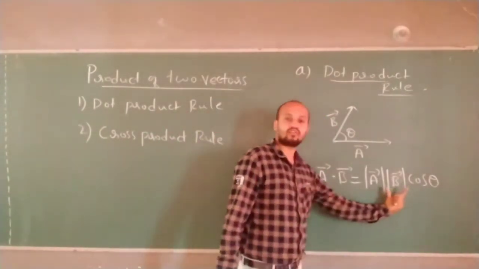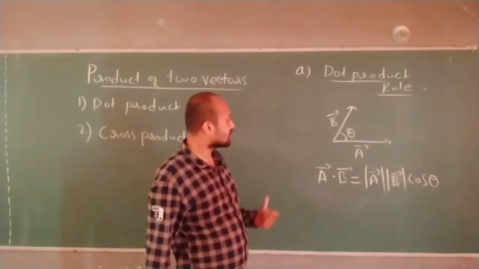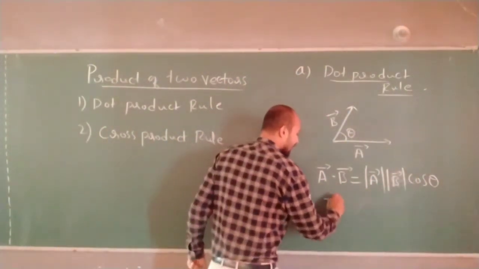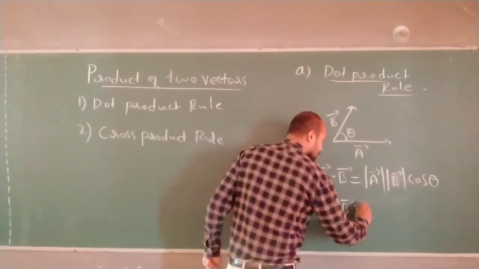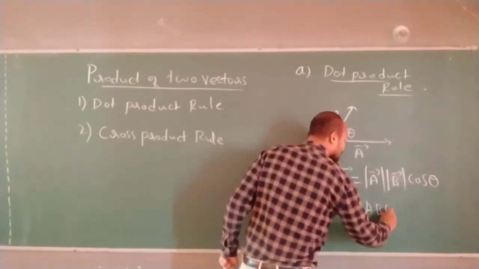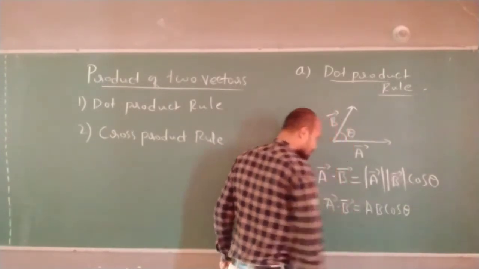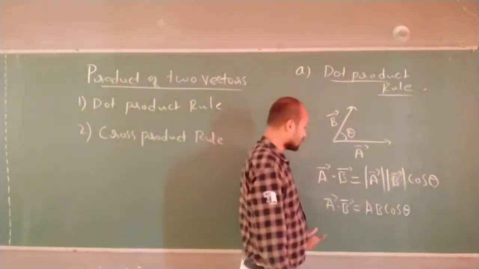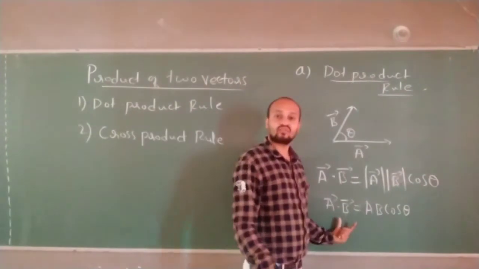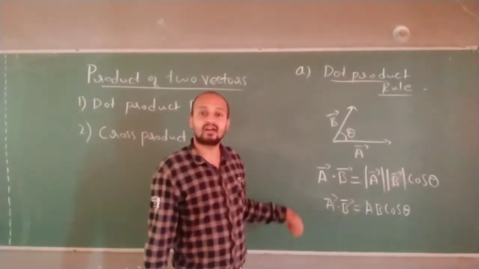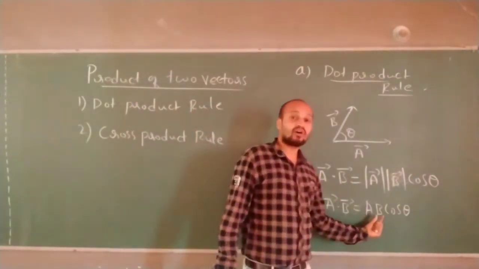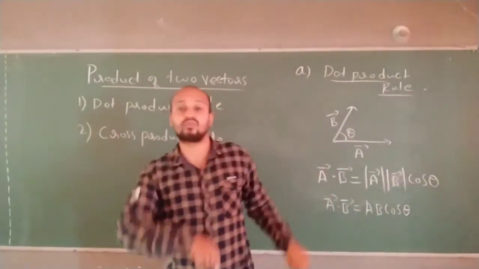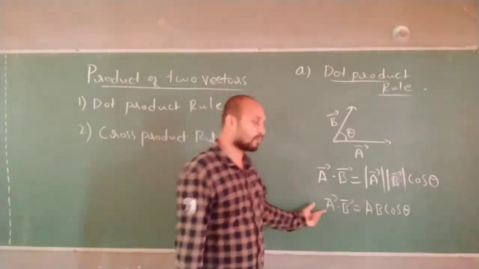So this is the formula for the dot product. A dot B will be equal to AB cos theta. Are you understanding? A dot B is AB cos theta. The magnitude of the dot product is equal to the product of their magnitudes and the cosine of the angle between the two vectors. That is the dot product rule.